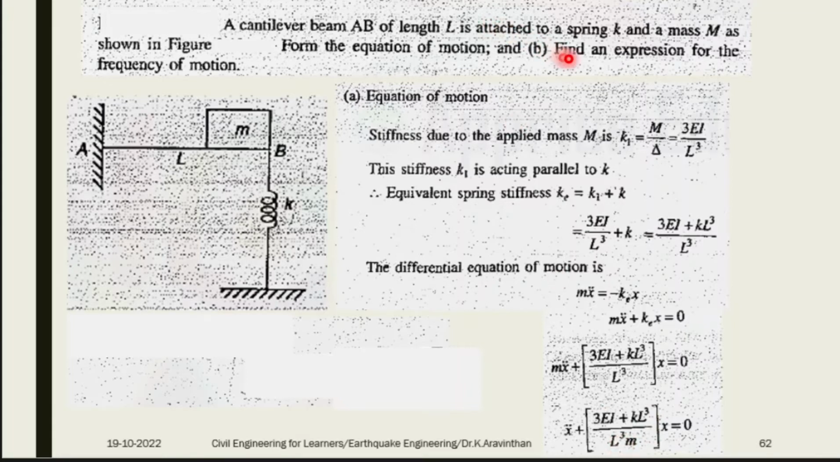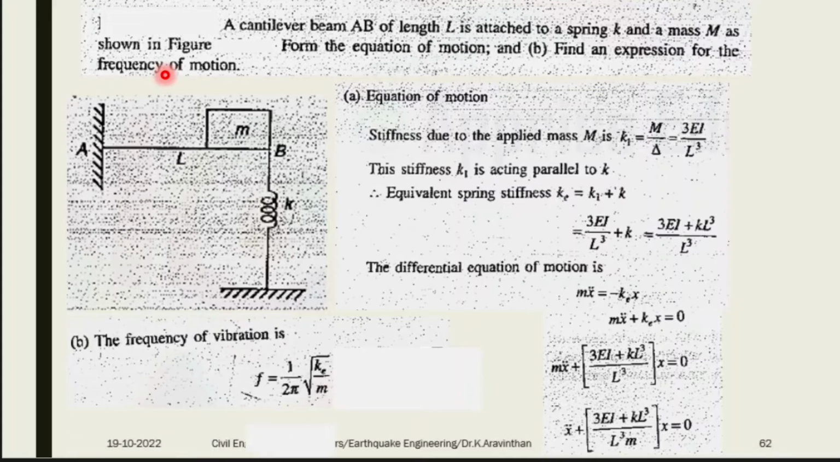Now what is the second component? Find the expression for the frequency of motion. You have to find the frequency. What is the frequency? Root of K by M, where K is now the effective stiffness. So substitute the effective stiffness in the solution and you will get the answer: root of Ke by M. Ke is already known here. To find the frequency in hertz, omega n equals 2 pi into f, so you can divide by 2 pi and you will get the solution. So this is your frequency of vibration and this is the differential equation of motion.